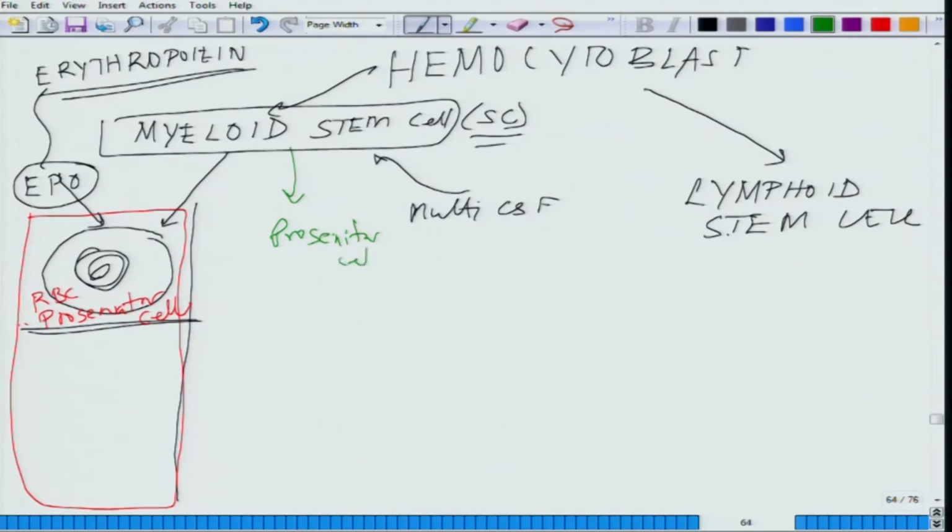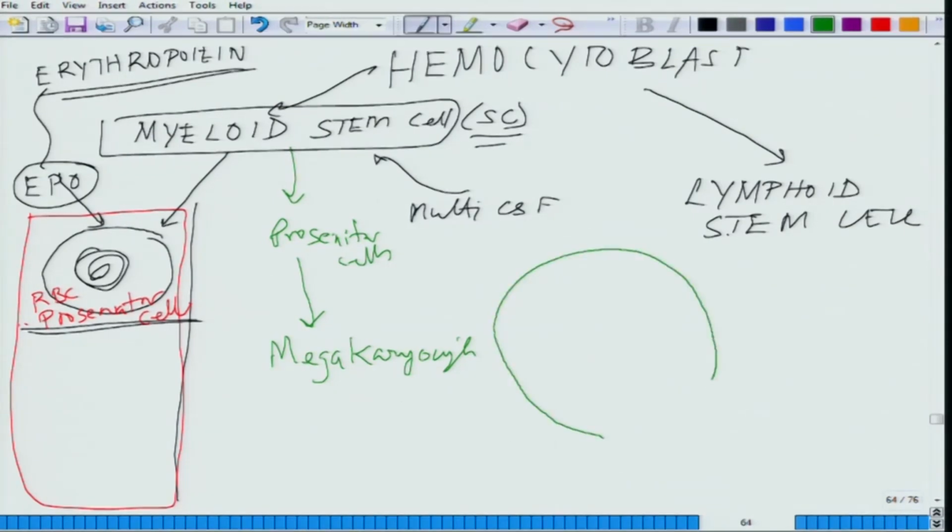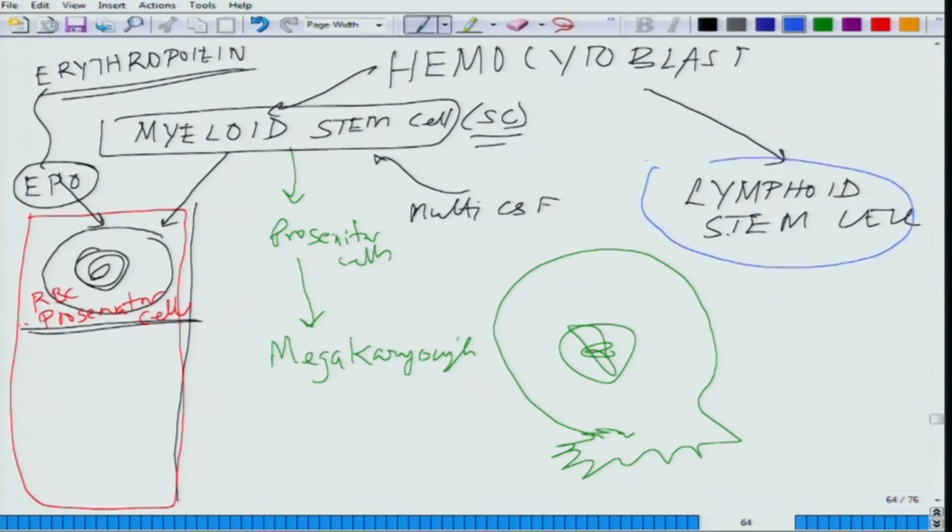Progenitor cells. These progenitor cells form something called megakaryocyte, and these megakaryocytes are huge cells like this. Okay. So, before I come back to the right side, like all the lymphoid stem cells and all other things, I will just talk about these two elements first, otherwise it will become very complex. We will talk about what is happening here.